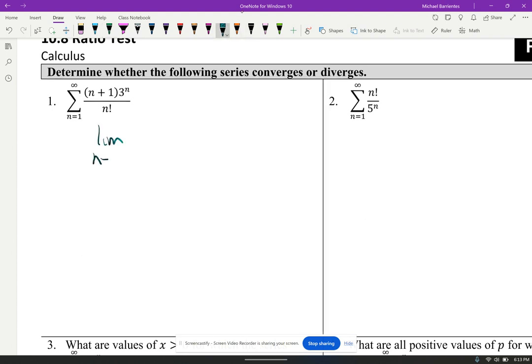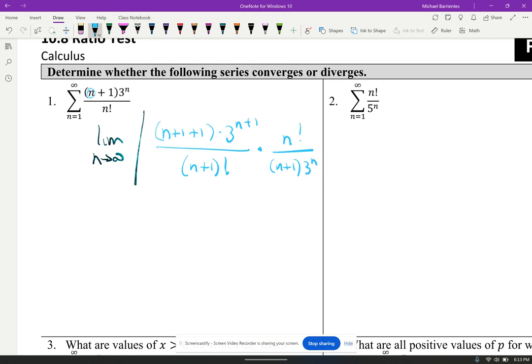The limit as n approaches infinity of the absolute value of n plus 1 plus 1, right? Because I have to replace this n with n plus 1 and then plus 1, times 3 to the n plus 1, all divided by n plus 1 factorial, times the reciprocal of that, which would be n factorial over n plus 1 times 3 to the n. And we're taking the absolute value of this. Well, that's going to equal the absolute value of, let's see, what are we dealing with? This is really n plus 2.